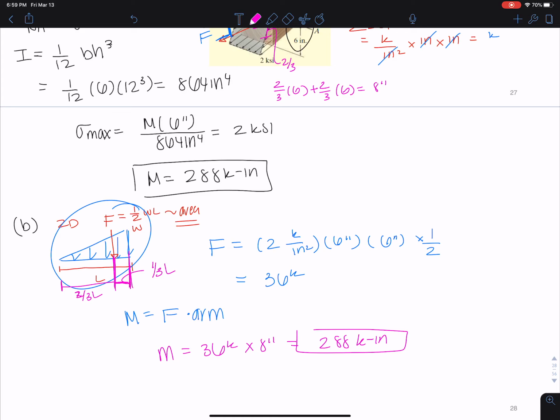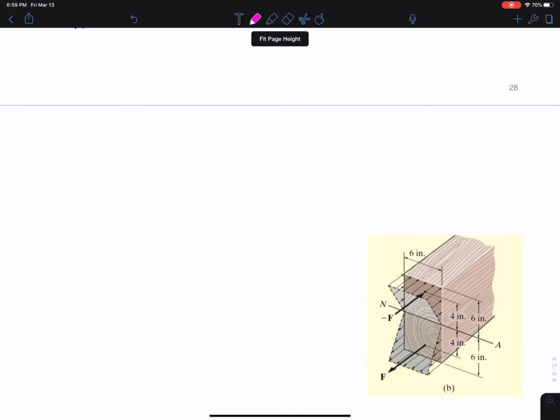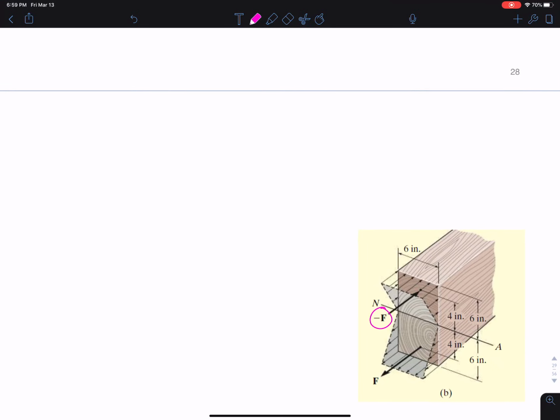And here, I have a picture down here that shows you a much better representation of what I could have drawn. Here's our couple. Here is the arm that it acts away from the NA, the neutral axis, for both. And of course we need to add up this whole arm times the force to get the moment.